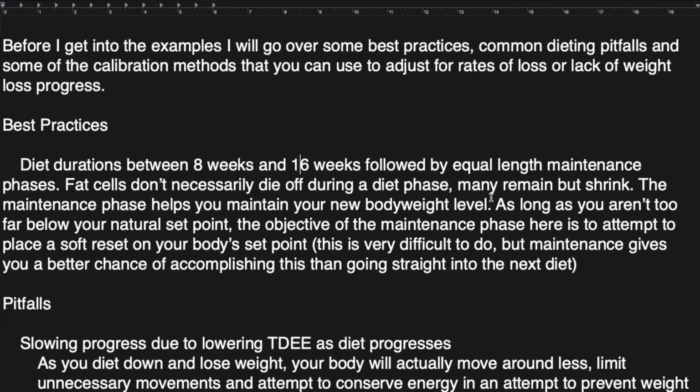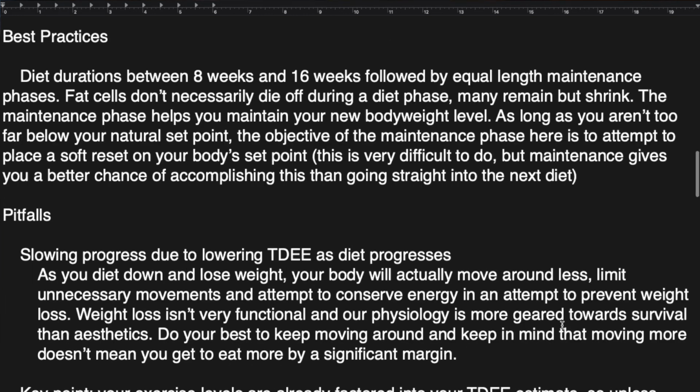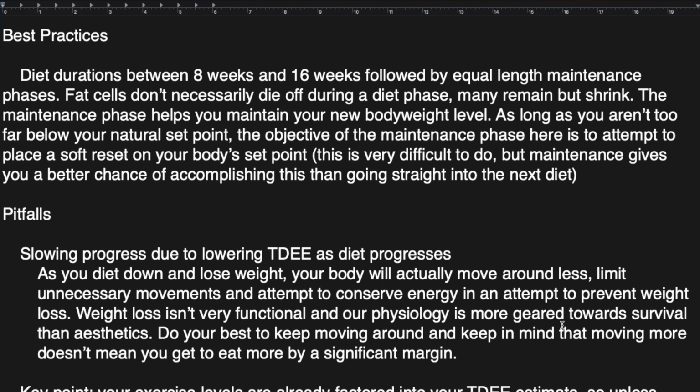Before I get into the examples, I will go over some best practices, common dieting pitfalls, and some of the calibration methods that you can use to adjust for rates of loss or lack of weight loss progress. Best practices: I recommend diet durations between 8 weeks and 16 weeks, followed by equal length maintenance phases. Fat cells don't necessarily die off during a diet phase. Many remain but shrink. The maintenance phase helps you maintain your new body weight level.